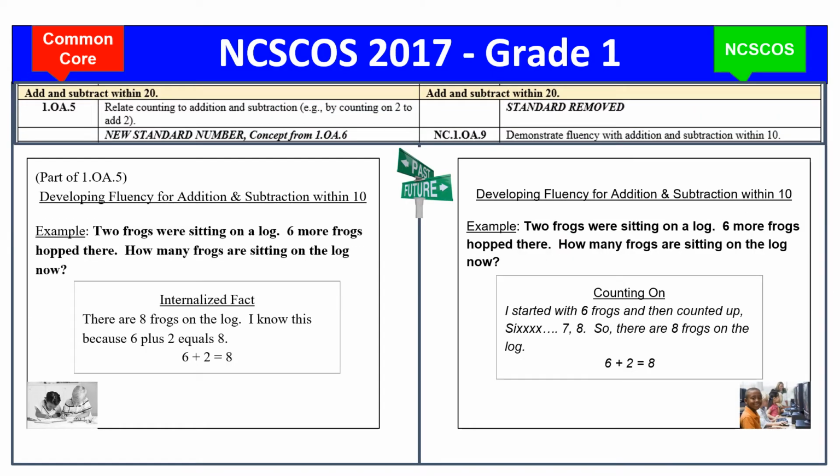Common Core Standard 1OA5 has been completely removed from first grade content. However, NC1 OA9 is a new standard. The concept was removed from 1OA6. Students are expected to demonstrate fluency with addition and subtraction within 10.